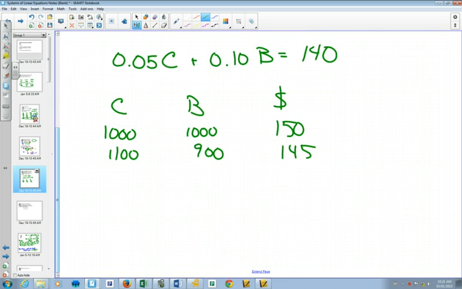Someone in their guessing and checking find one that worked. Went down by $5 when you took off 100 and took off 100. So if we did that again, it should go down $5 again, right? So let's check it. So if we got 800 bottles and 1,200 cans, does that make 140? Excellent. So not too bad. You know, the guessing and checking, like I said, finding one that doesn't work often gives you hints for finding the one that will work.